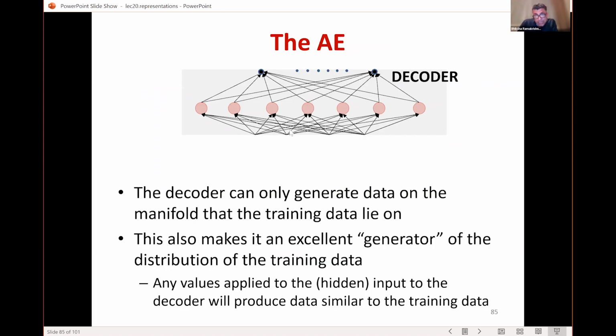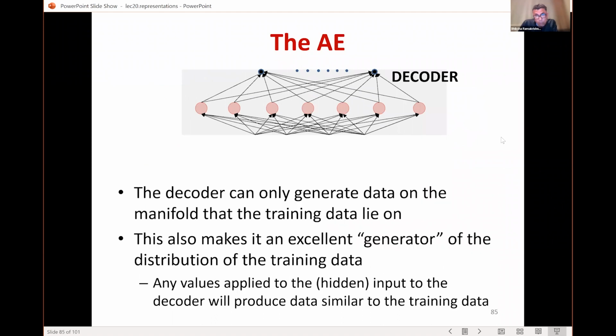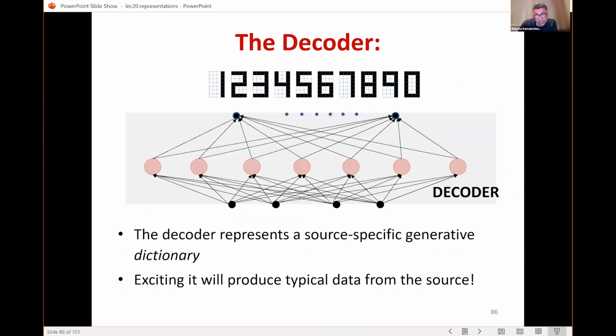And now when it's properly trained, the decoder can only generate data on the manifold that the training data lie on. And so this also makes it an excellent generator for the distribution of the training data. Meaning, once I train the network, because the decoder has learned the principal manifold of the data itself, regardless of what you give the decoder, it's going to generate some data on this principal manifold, which you can expect will look like the training data. So for instance, if we trained our autoencoder on digits data, then you took the decoder, regardless of the input that you give it over here, the output is going to end up looking something like a digit. It's going to produce something that's typical of the source.